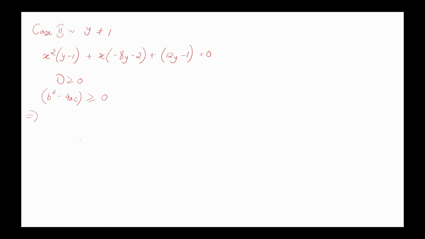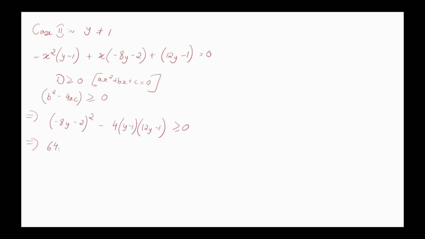So from here, what is my b square? My b is basically minus 8y minus 2, whole square, minus 4 times a into c. This should be greater than or equal to 0. Here I am considering my equation to be ax square plus bx plus c equals 0. This is my quadratic equation. So from here I am basically trying to consider this equation in my standard quadratic format. So from here, what do we get?